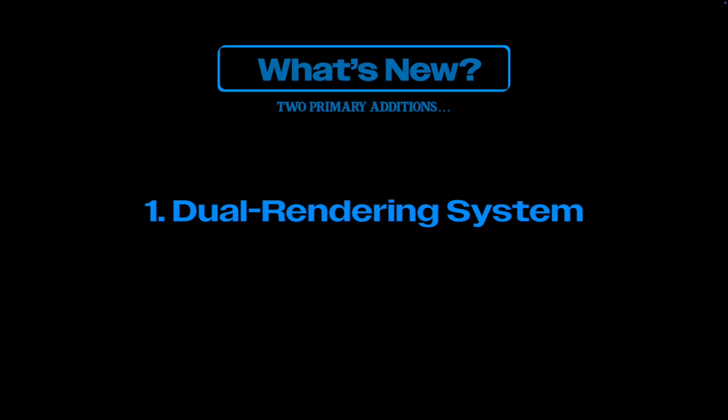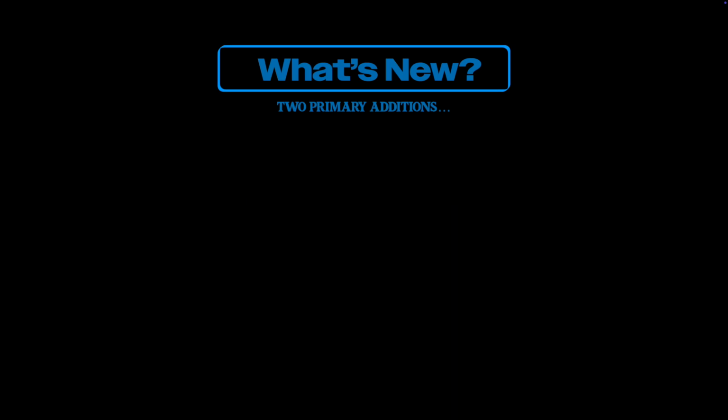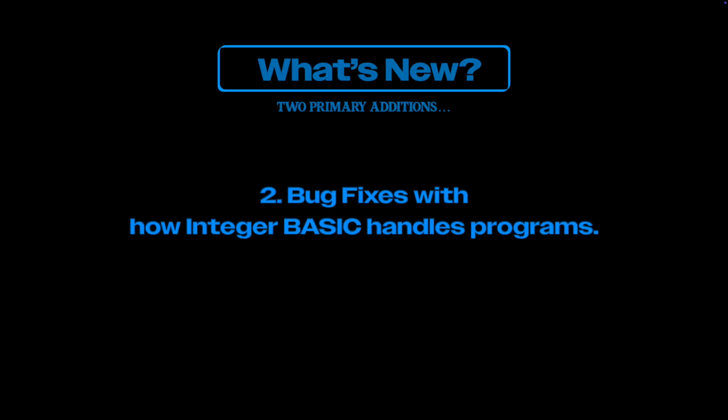Again, I'll go over what exactly this means for this version of the emulator, how this changes the overall code structure, and how HoneyCrisp Emulator even renders its text onto the screen, but I'll save that for later in the video. The second primary addition pertains to bug fixes with how Integer Basic handles programs.